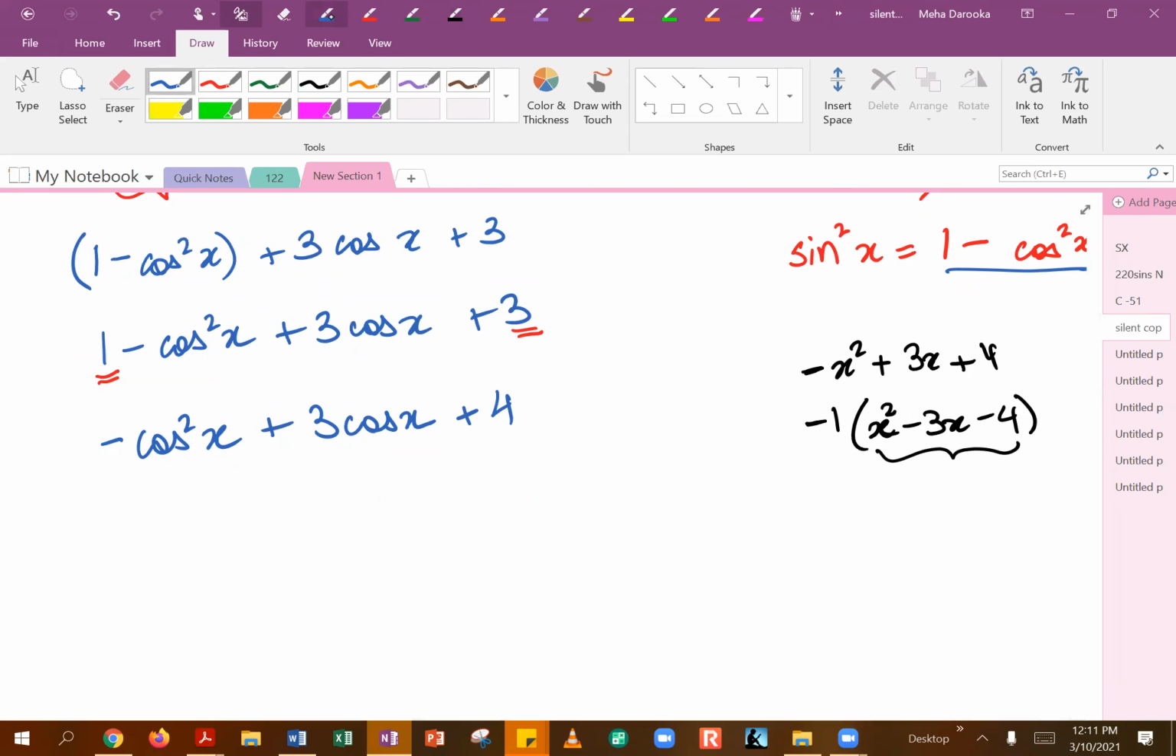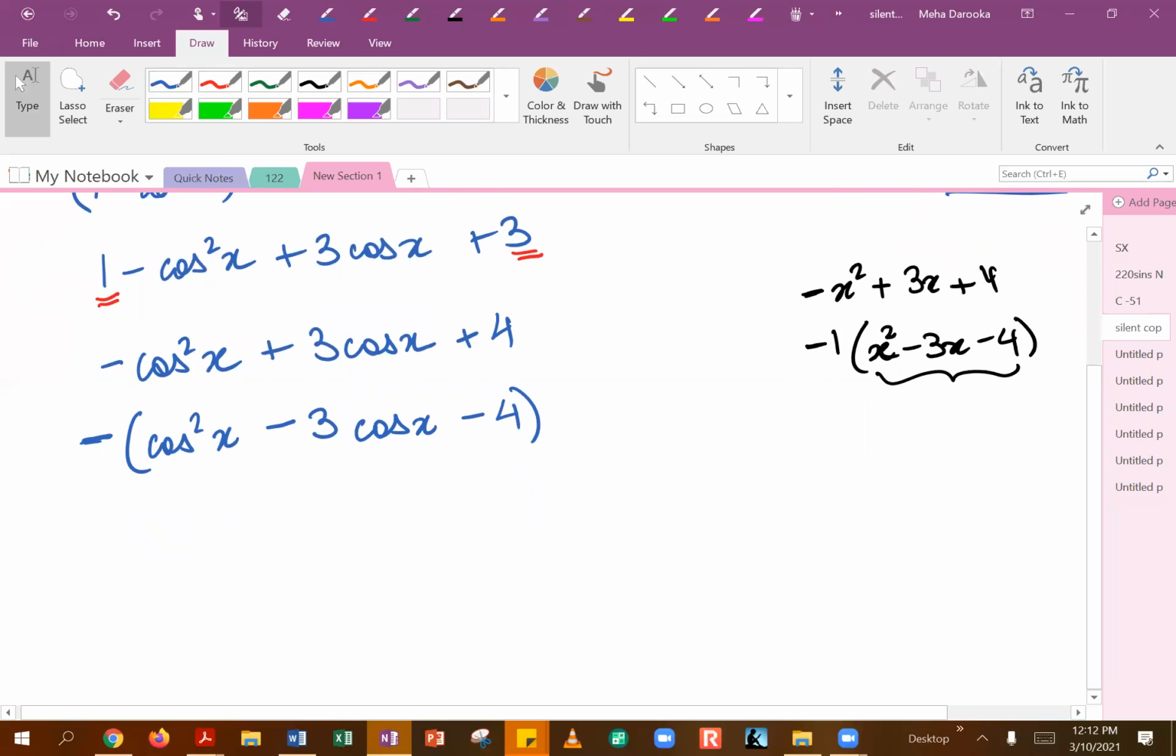So we're going to apply that same technique over here, and we are going to factor out this negative sign, bring it outside. So that will make your cosine square a positive term. The middle term will become negative. So this becomes negative 3 cosine of x, and this guy will become negative 4. And now we're going to try and factor our parentheses.